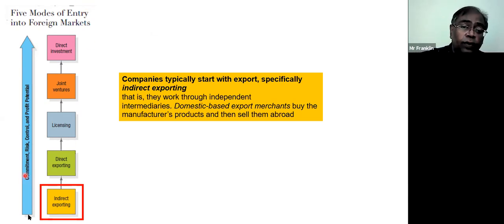All right. Now, if you look at this side, can you see this? This is commitment, risk, control, and profit potential. As this goes up, all these things increase. This is the least commitment, least risk, least control. You cannot control what's happening. Whether this month you buy 100 units, next month you buy 10, you can't control that. And the profit is also very low because you have to give a certain percentage to this guy also, right? So these are the least of all these things.